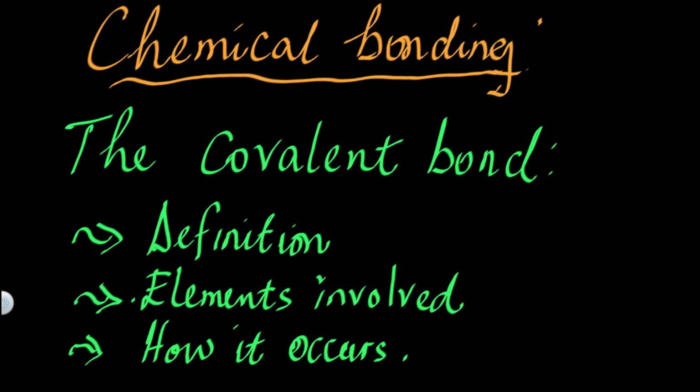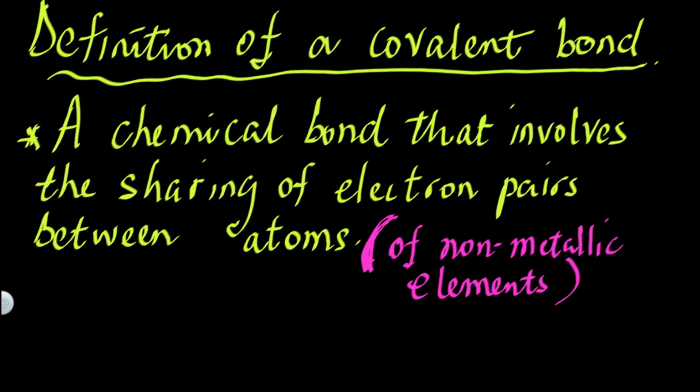I'm going to give you the definition of the bond, the kind of elements that are involved in covalent bonding, and I'm going to give an illustration of covalent bonding. Now, let us start with the definition. Depending on your syllabus, a covalent bond can be defined as a bond that involves the sharing of electron pairs between atoms.